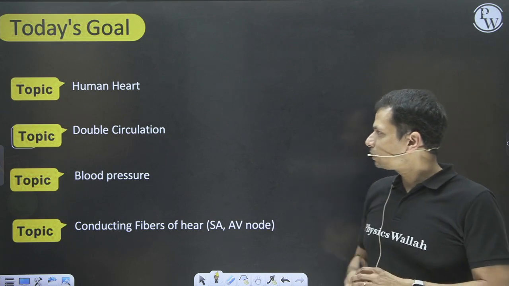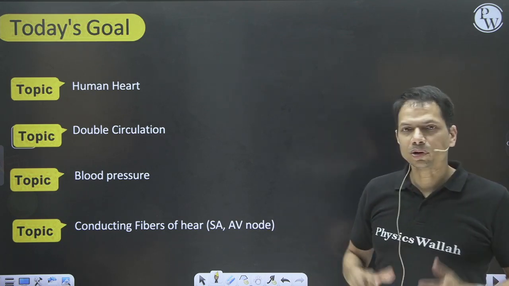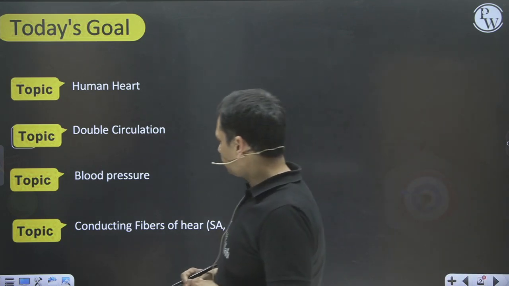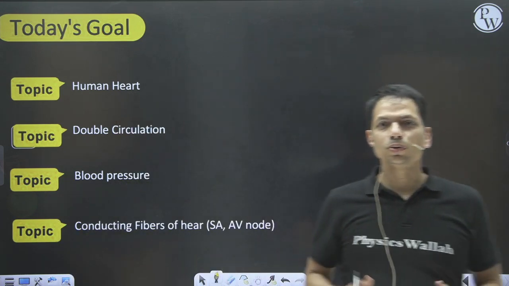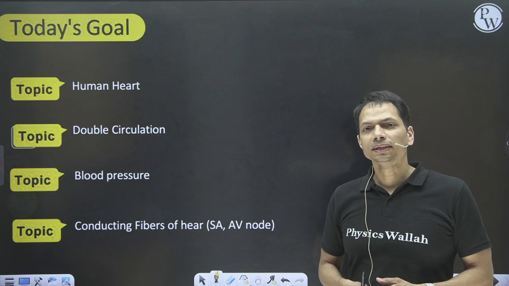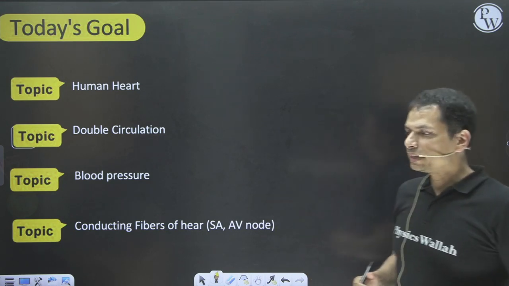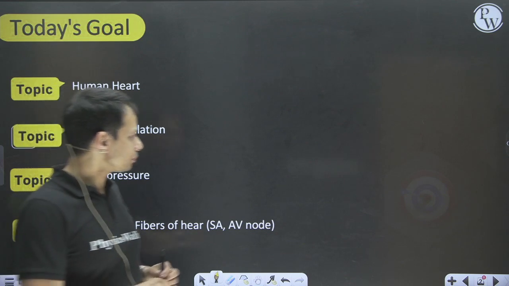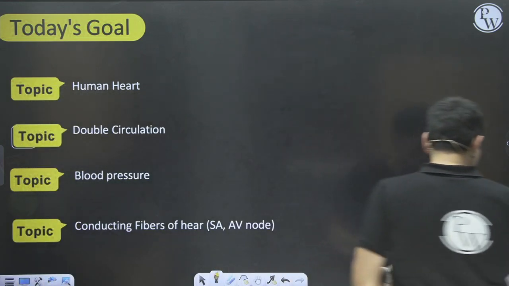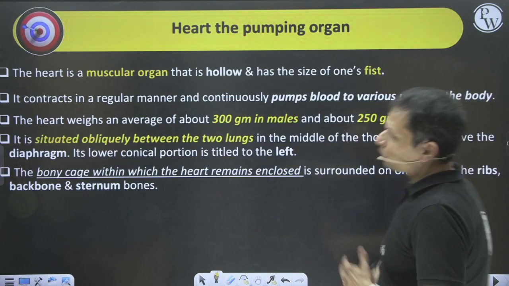We learn about what is double circulation, we learn about blood pressure, and we learn about the conducting fibers, which are the SA node, AV node, bundle of His, how the electrical impulses are conducted in the human heart. So let's begin. Now, what is the heart?